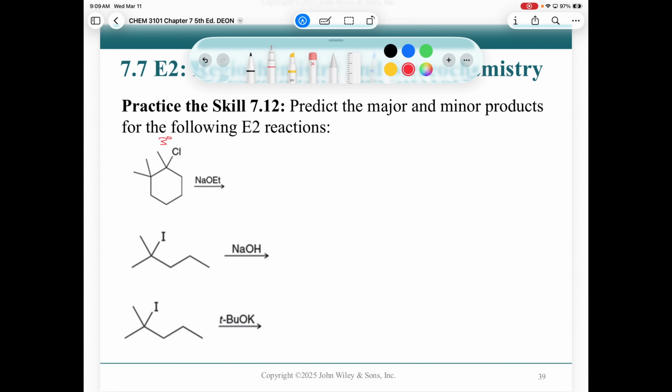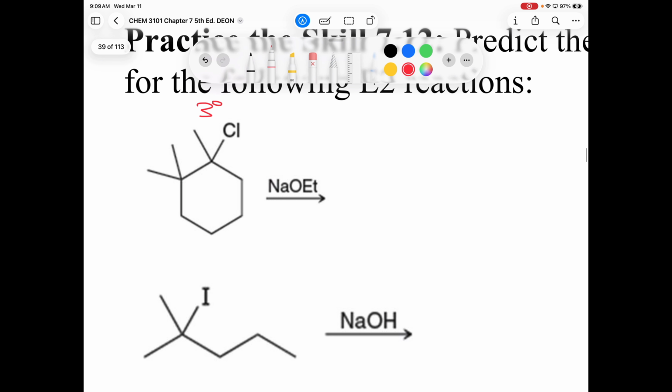Unhindered base, okay? Thus, if I look at my alpha carbon, would you guys agree there's 2 types of beta protons? There's these ones here, right? But then there's also, I'll use my black pen for this one here, okay? There's also this one here. Now remember, the ethoxide is like a ninja. It's very small. It can get into any place it wants. It's like I can go here, I can go there, right? Nobody's gonna stop me. Which proton would I pull off, the blue one or the black one, to give me the more stable alkene?